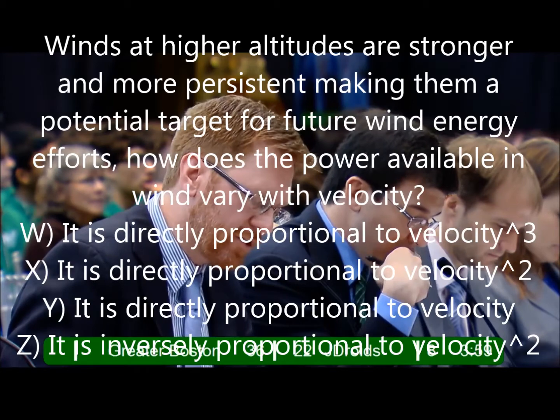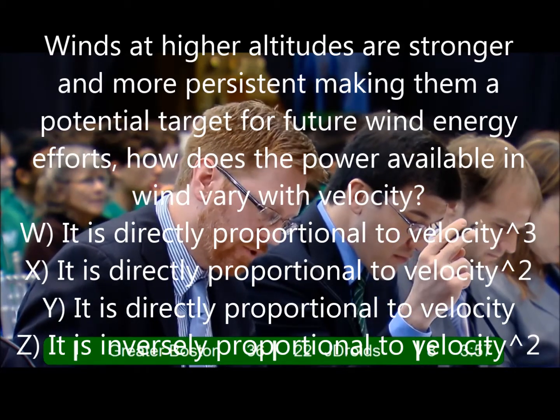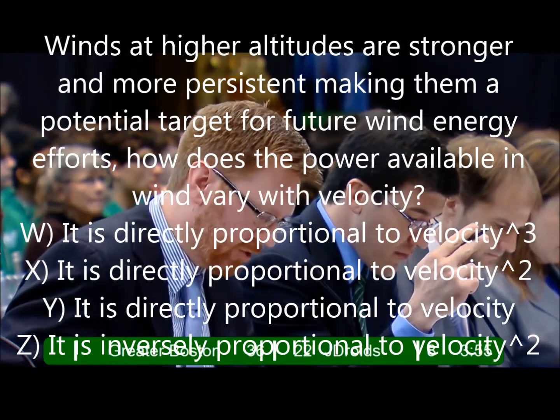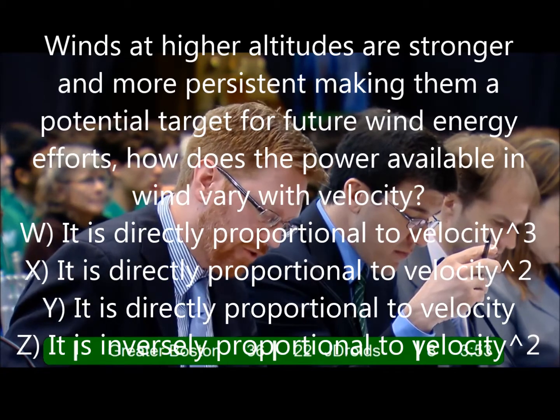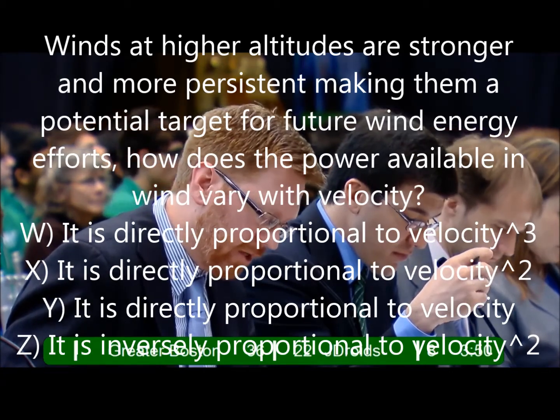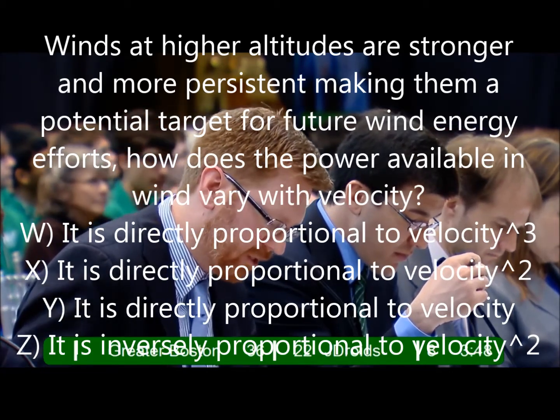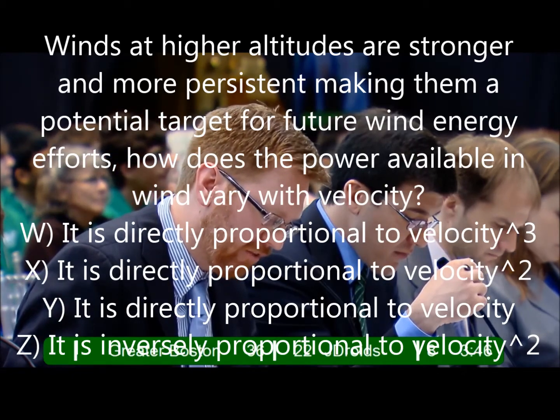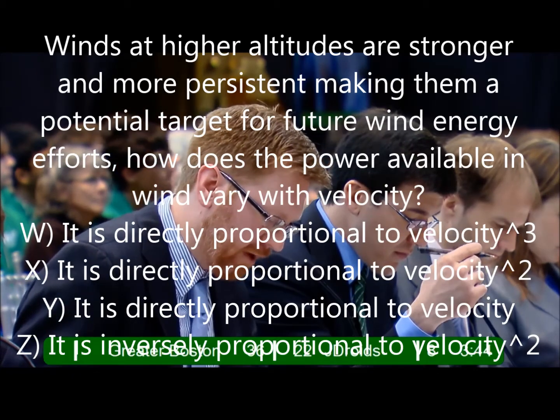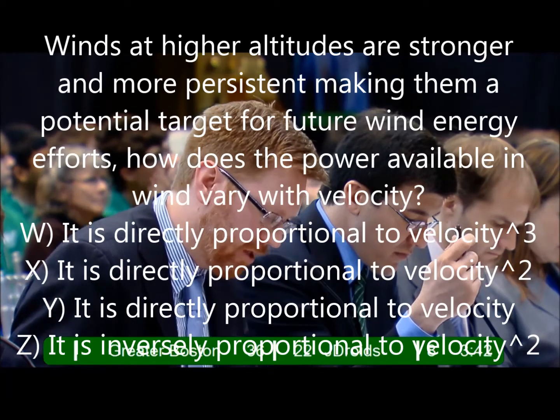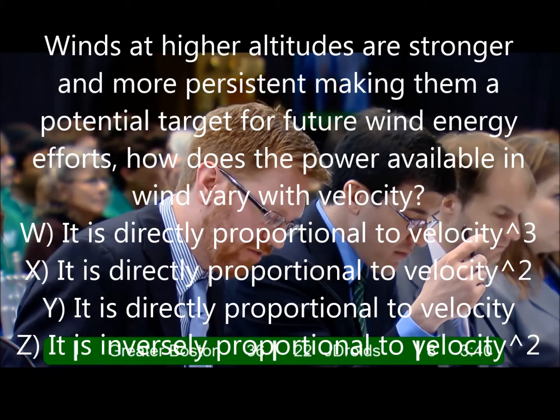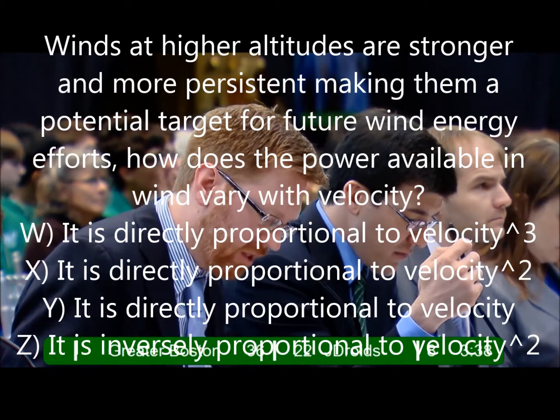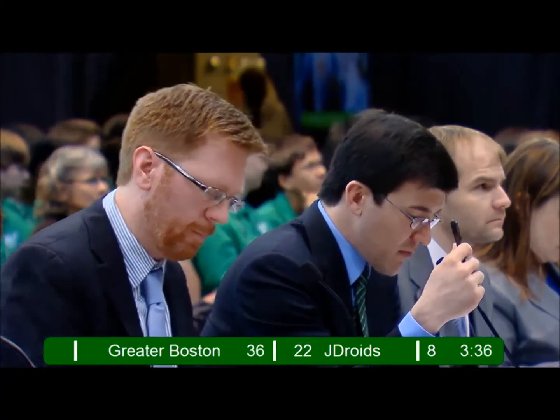Winds at higher altitudes are stronger and more persistent, making them a potential target for future wind energy efforts. How does the power available in wind vary with velocity? W, it is directly proportional to velocity cubed. X, it is directly proportional to velocity squared. Y, it is directly proportional to velocity. Z, it is inversely proportional to velocity squared.